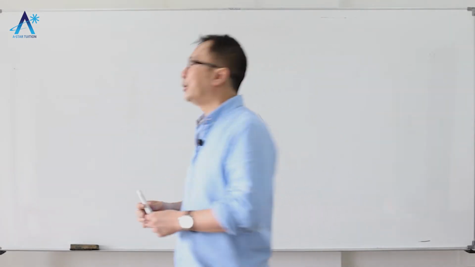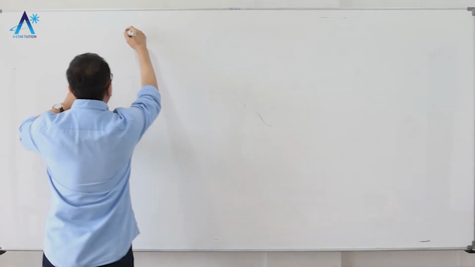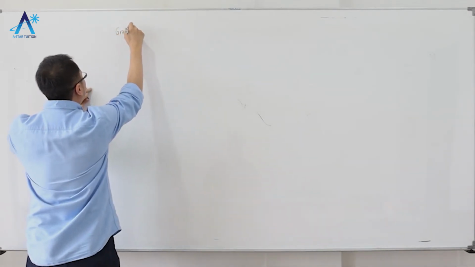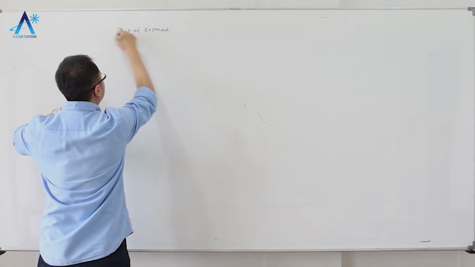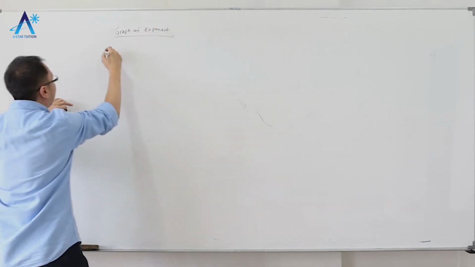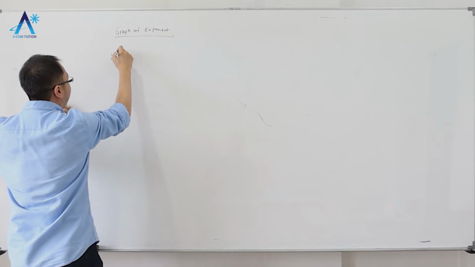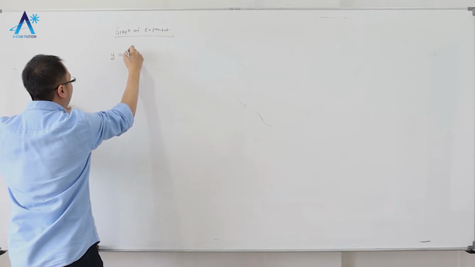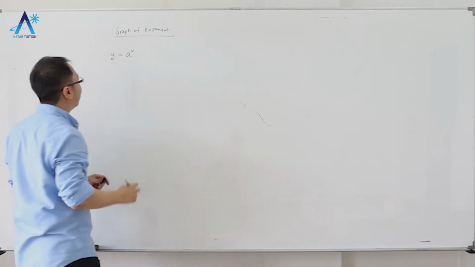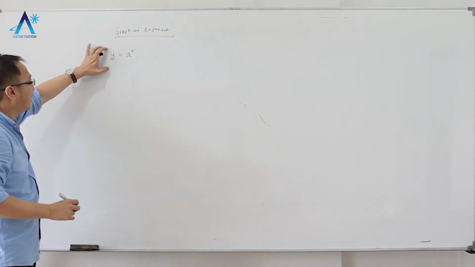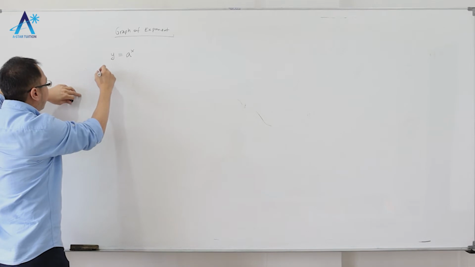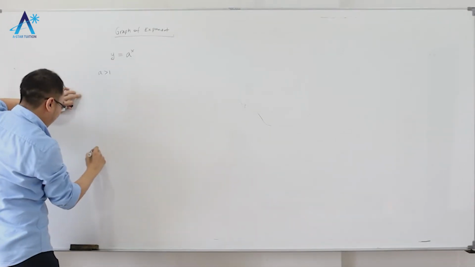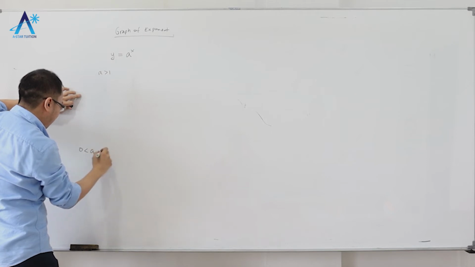Okay, next we're going to discuss the graph of exponent. And the general equation of our discussion here is y equal to a to the power of x. We will split the following discussion into the case when a is bigger than 1 as well as a in between 0 and 1.